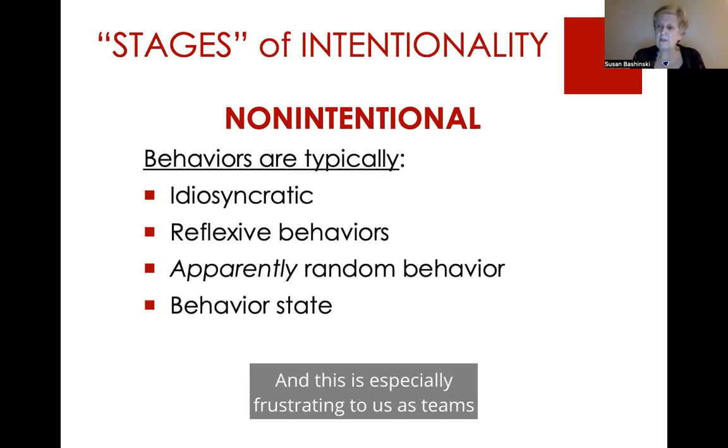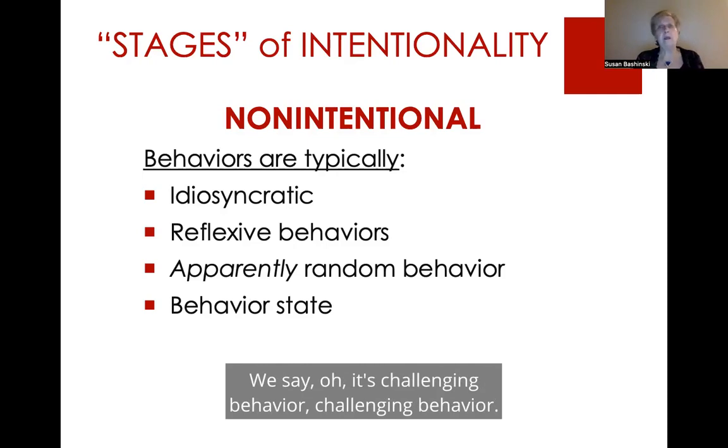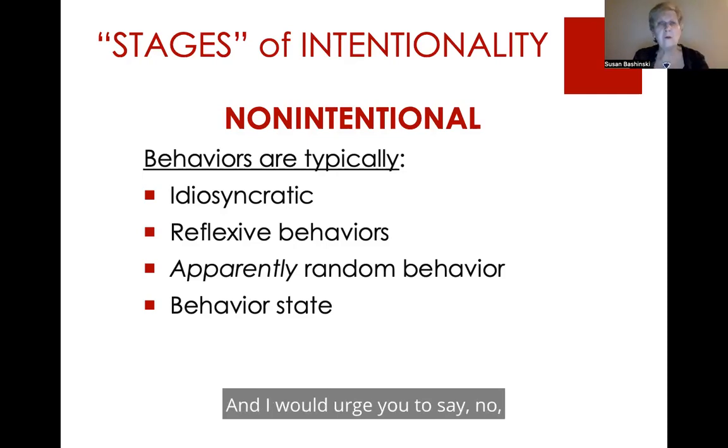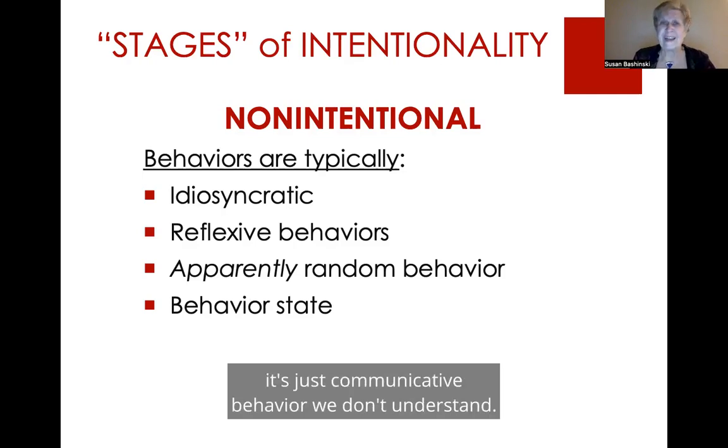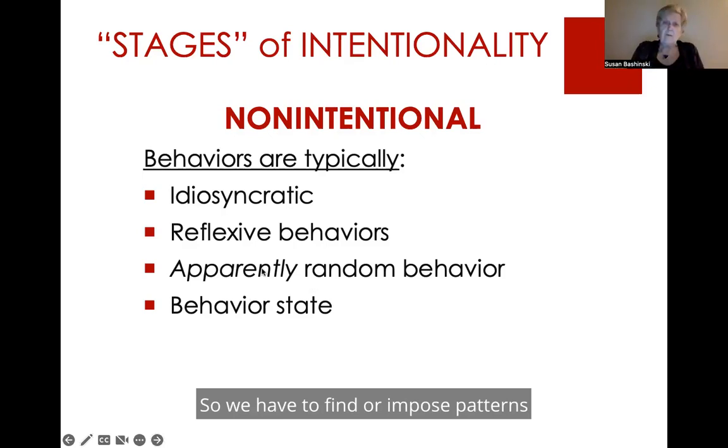And this is especially frustrating to us as teams when they're challenging things, right? We say, oh, it's challenging behavior, challenging behavior. And I would urge you to say, no, it's just communicative behavior we don't understand. It's potential communicative behavior, and we don't understand what she wants, what she needs, what she means. So we have to find or impose patterns on what appears to be random.